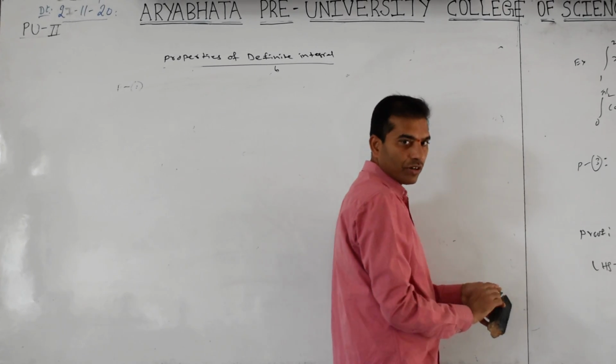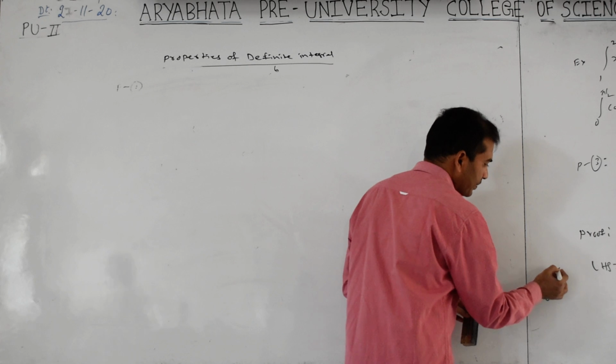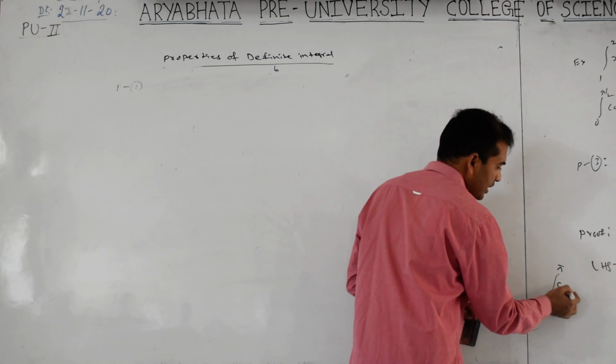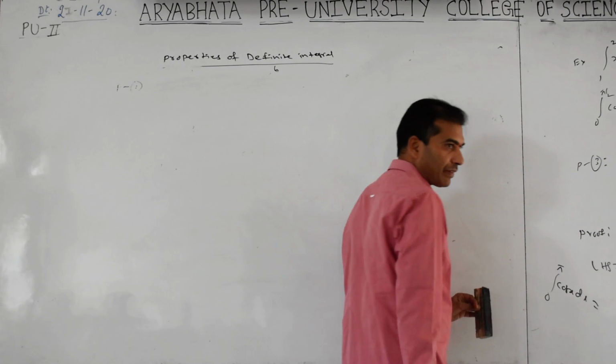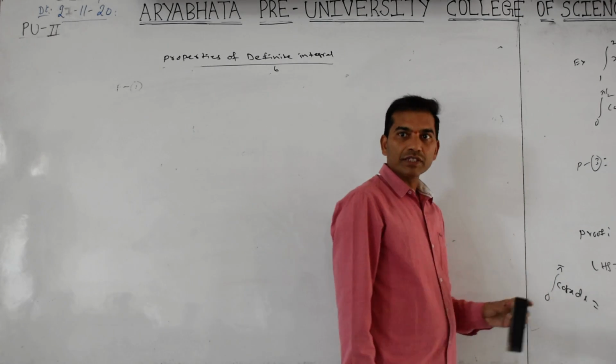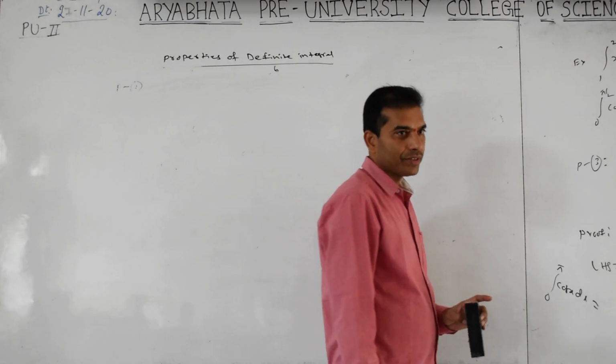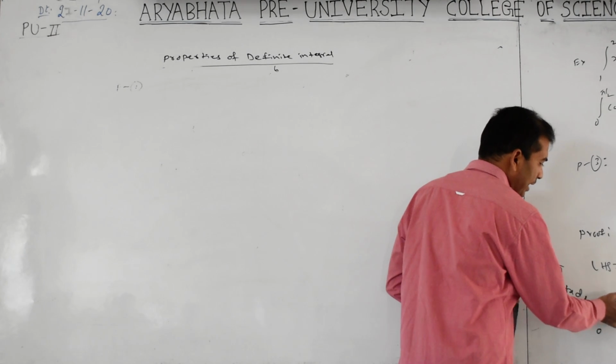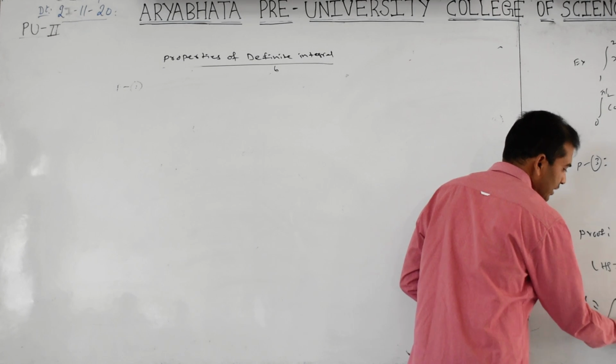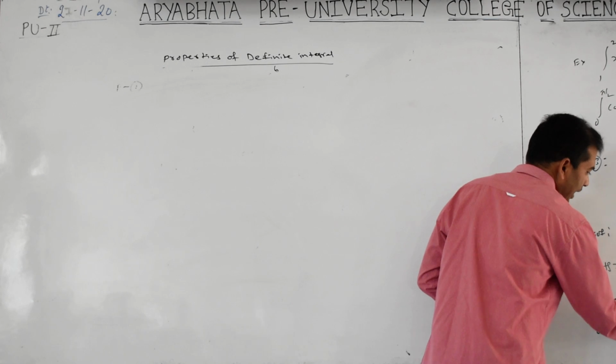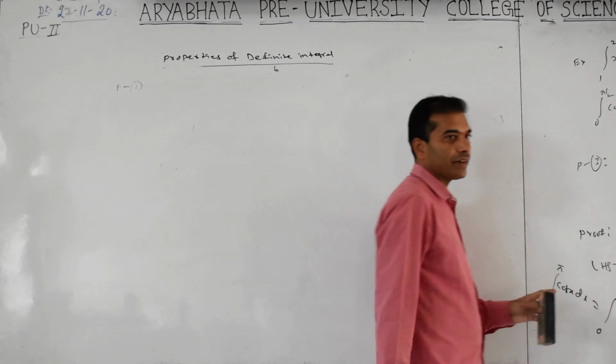See, integration of 0 to pi cos x dx. 0 to pi is a big interval. In the middle, what is the point? It is pi by 2. So we can split it as integration of 0 to pi by 2 cos x dx plus integration of pi by 2 to pi cos x dx. That is also written.